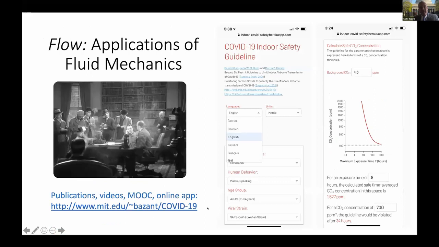So with that, I'll just finish and note also my website here, where you can find the app, and it does include CO2 concentration, and that's something we did associated with this paper in Flow. Thank you.